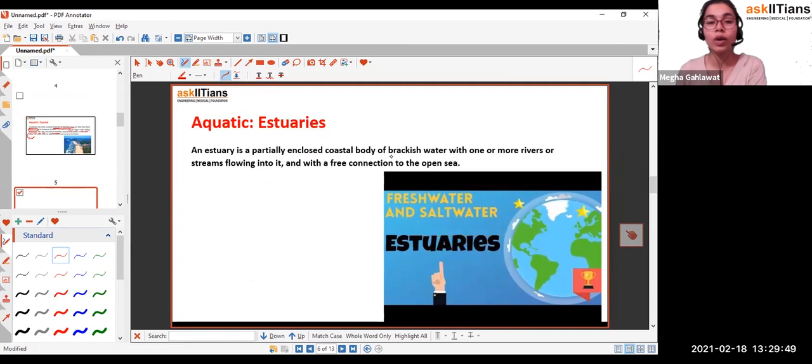Brackish water is where one or more rivers meet the ocean. So it is where the fresh water meets the salt water. Okay. This is what the brackish water is, and it basically has a free connection with the open sea.